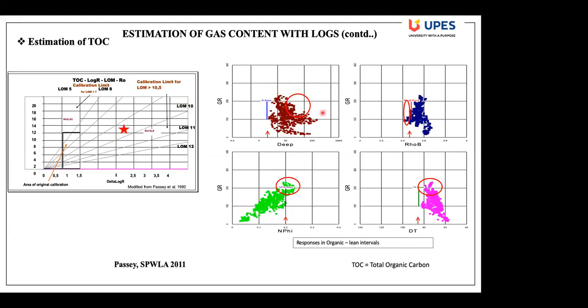Then these are the cross sections for gamma versus deep resistivity, gamma versus RHOB density, gamma versus porosity, and gamma versus DT. Here I have circled the zones where you have high gamma as well as high resistivity, high gamma and low density, and high gamma and high porosity. These are the facies where you can expect a good amount of total organic carbon content. These are the high resistive zones.